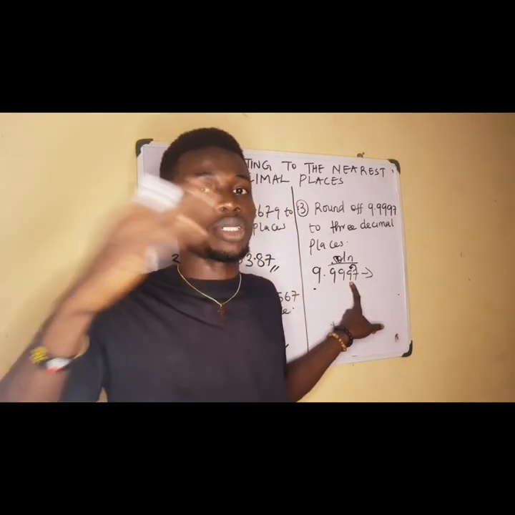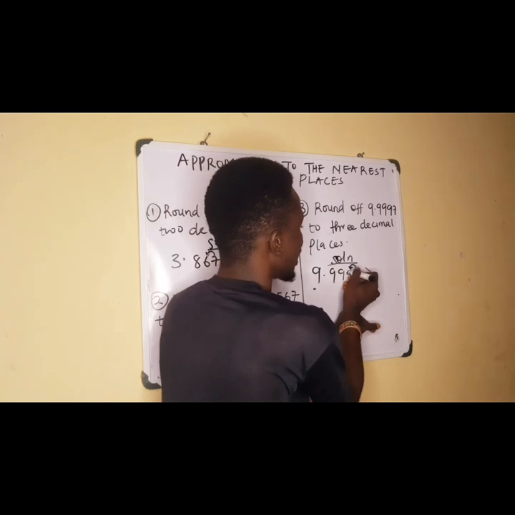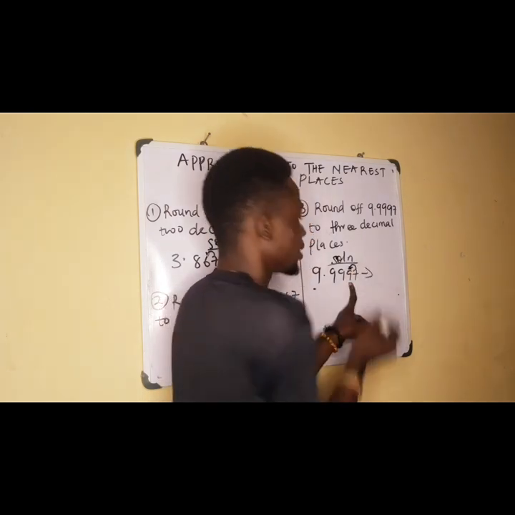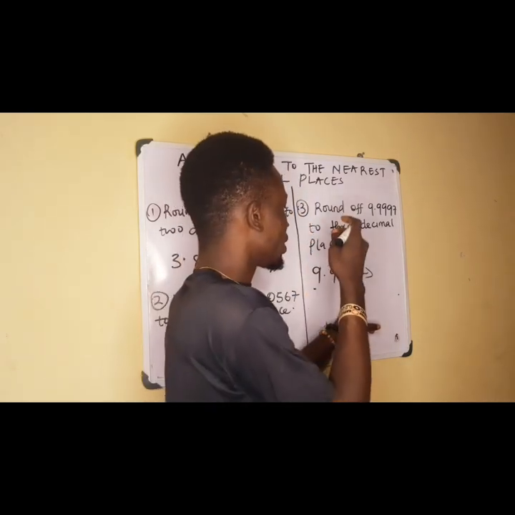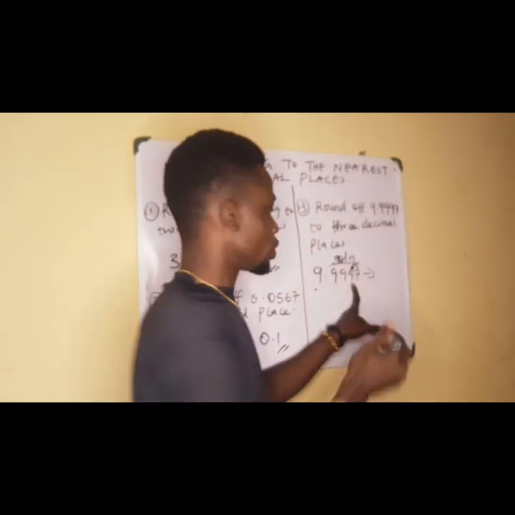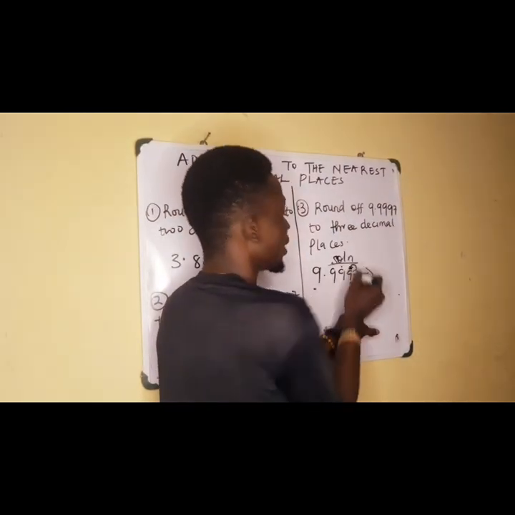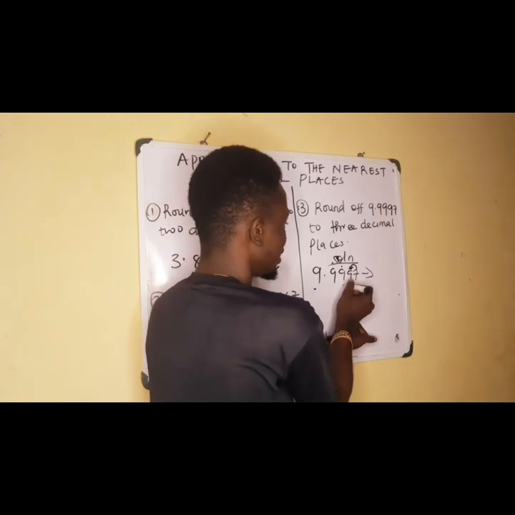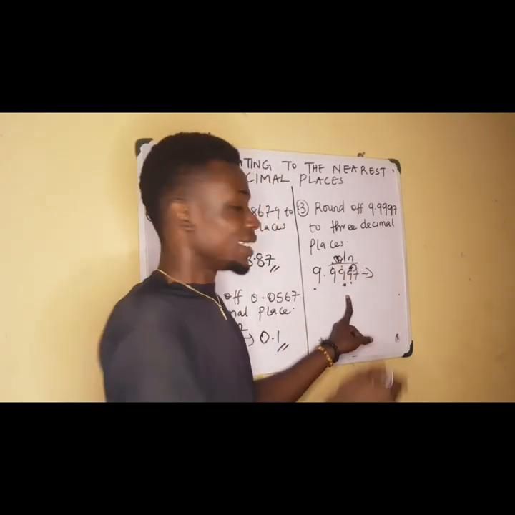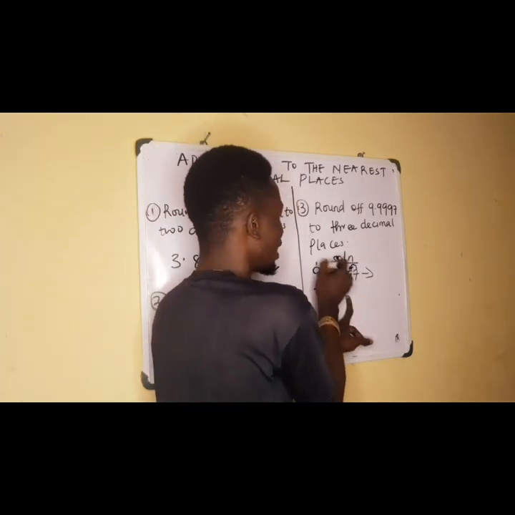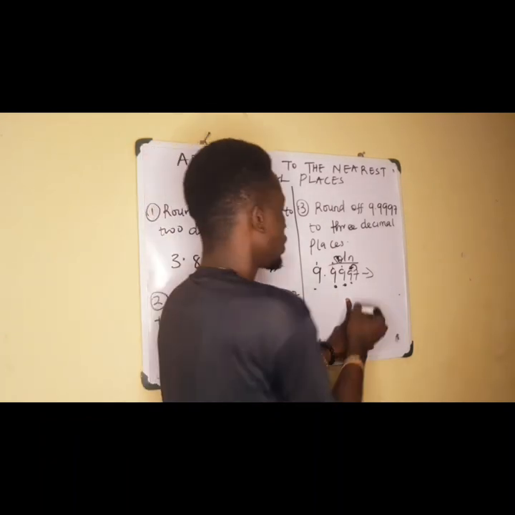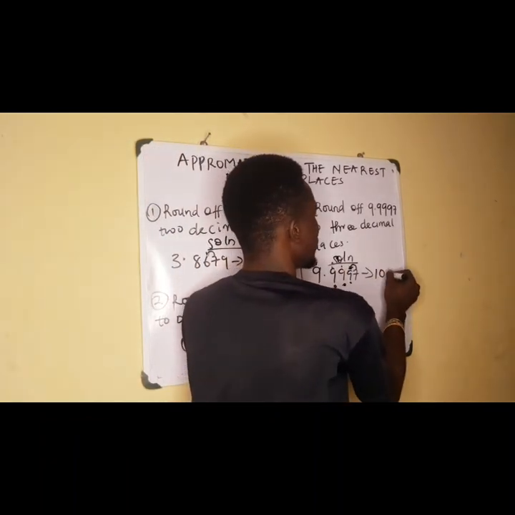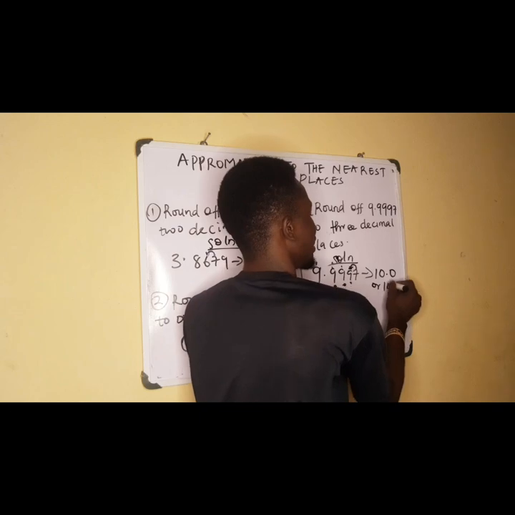When you have 7, you round up by adding 1. If you add 1 to 9, it's going to give us 10. But we can't have 9.9910. It's not possible. So we're going to add 0, and carry the 1 here. Same thing, add 0, carry the 1 here. Same thing, add 0, and carry the 1 here. So you find out at the end of the day, you're going to be having 10.0 or simply 10. Okay, I hope you got that.